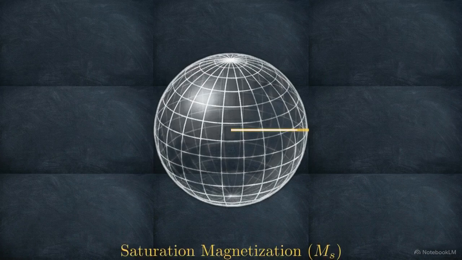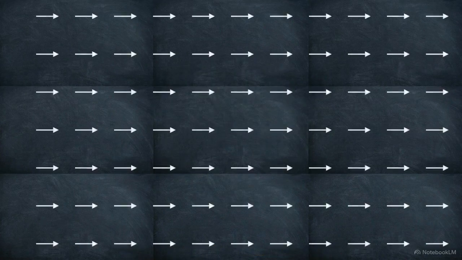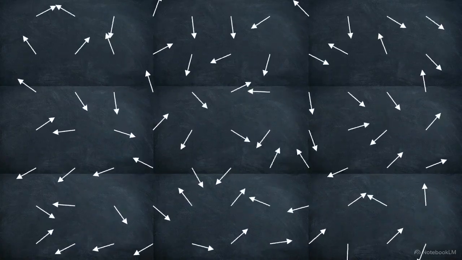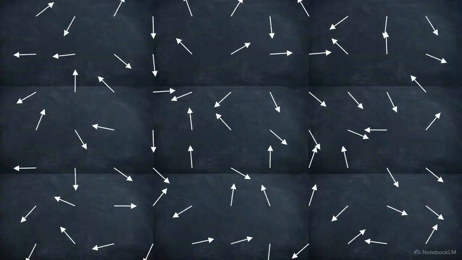Inside a ferromagnet, there is a rigid constraint. The magnitude of this magnetization vector is pinned to a fixed length, known as the saturation magnetization. This means the continuous field can only evolve through rotation. The arrows can change their orientation, but they cannot change their physical length.